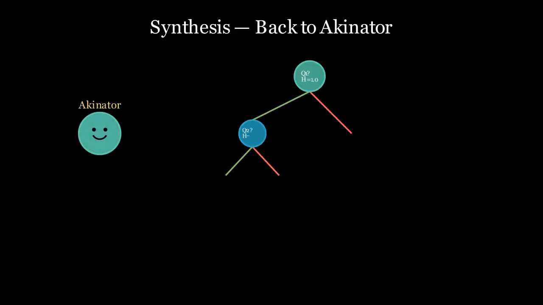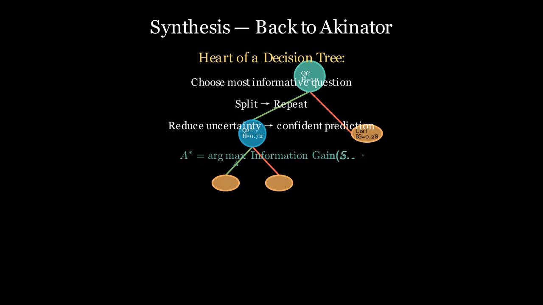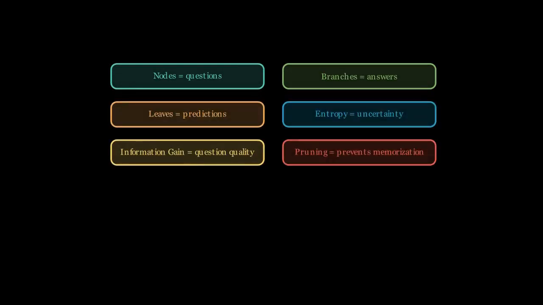Now back to Akinator. Every question it asks is chosen to maximally reduce its uncertainty about who you're thinking of. Each answer prunes away a huge portion of the possibility space, until only one candidate remains. That is the heart of a decision tree. Choose the most informative question, split, repeat, reducing uncertainty at every step until you reach a confident prediction.